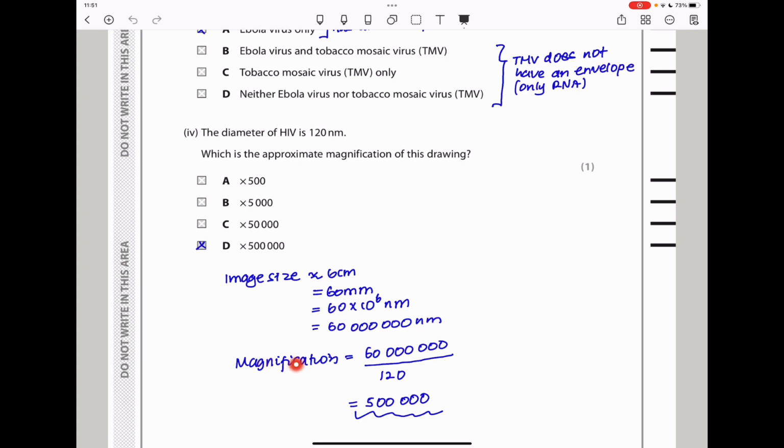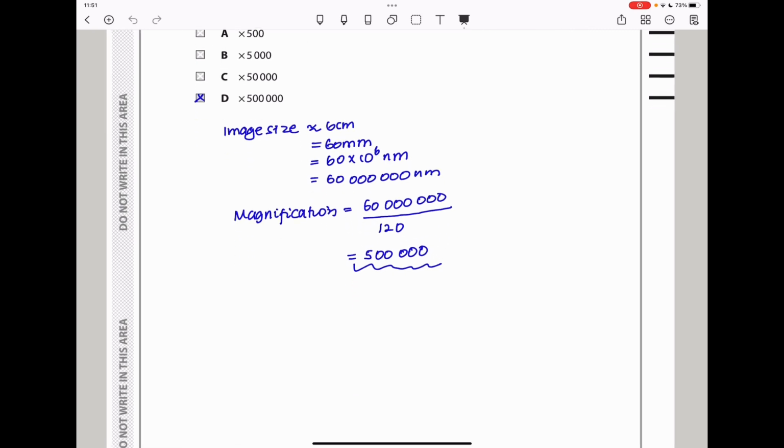Now, magnification should be equal to the image size divided by the object size. So this is going to be 60 million divided by the 120 they gave us here, which is the actual diameter. And then when I divided, I got 500,000. So the magnification should be times 500,000, and the correct answer here should be a D. Let us continue.